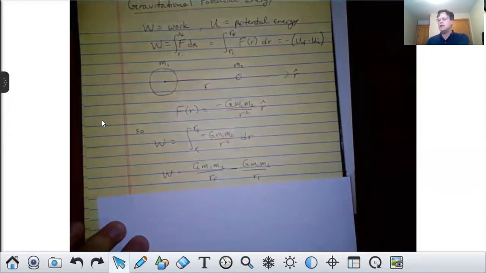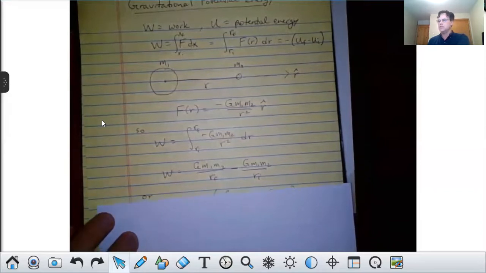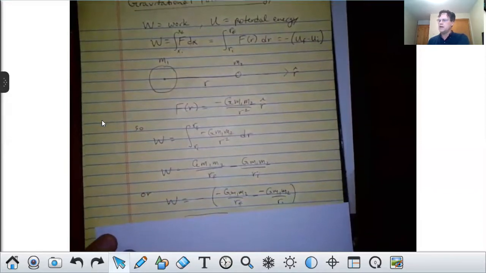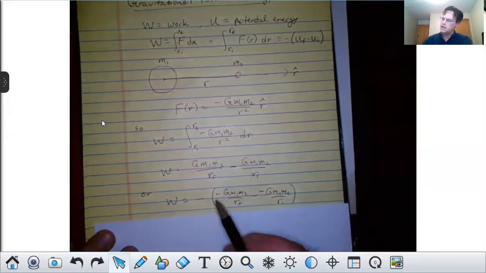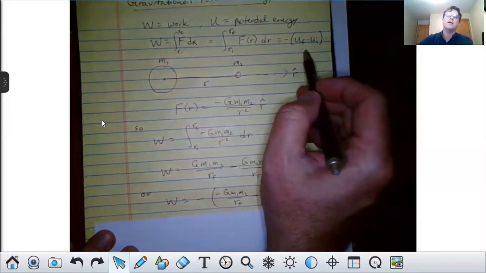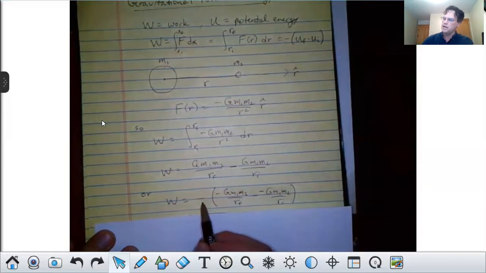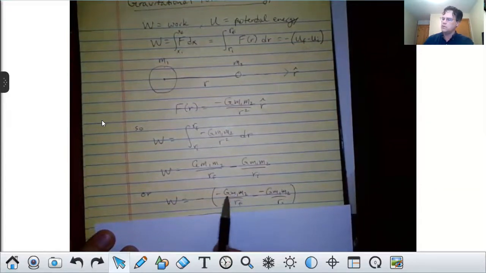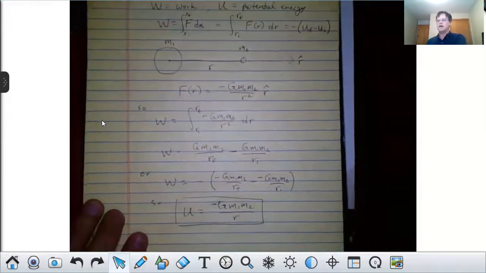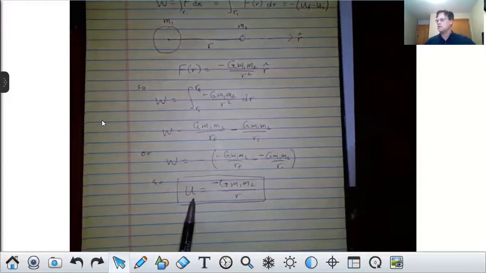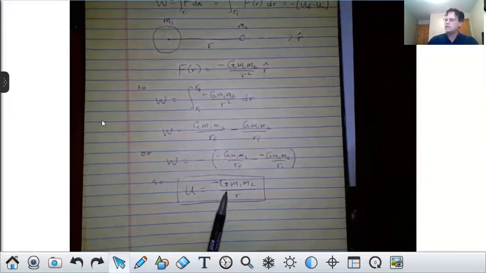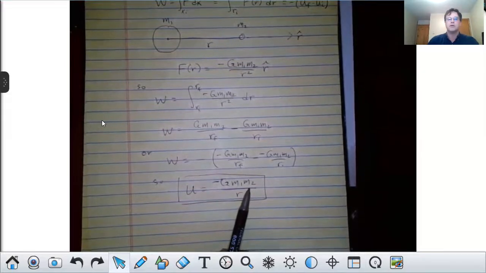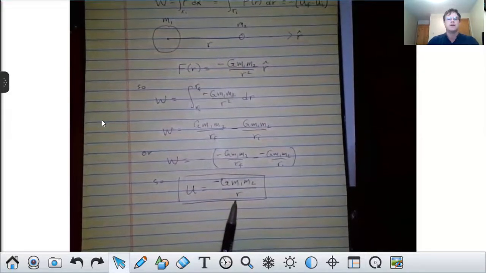I want to identify what the potential energy is now. I'm going to pull out a negative sign so that I can get it in this form. So I pull out my negative sign, and I get this expression. Hopefully you can see that I've basically got my U final minus my U initial. And so I can identify that my potential energy due to gravity is negative G m1 times m2 over r, the distance between them.